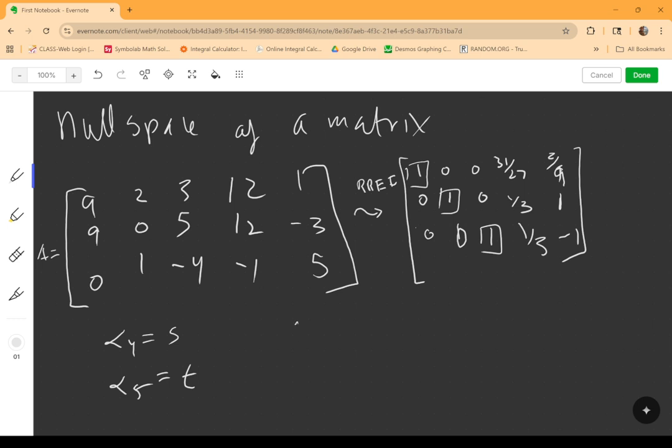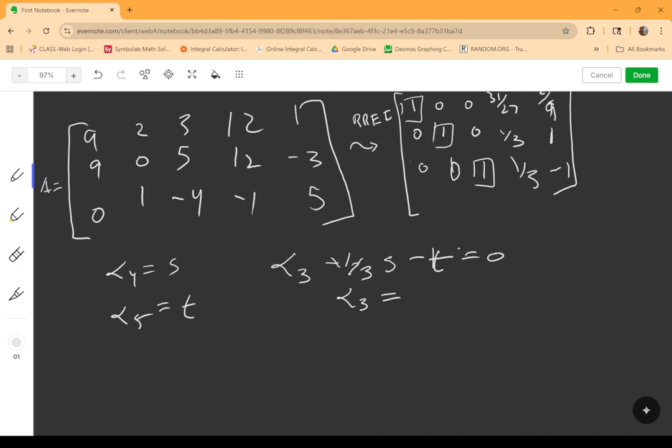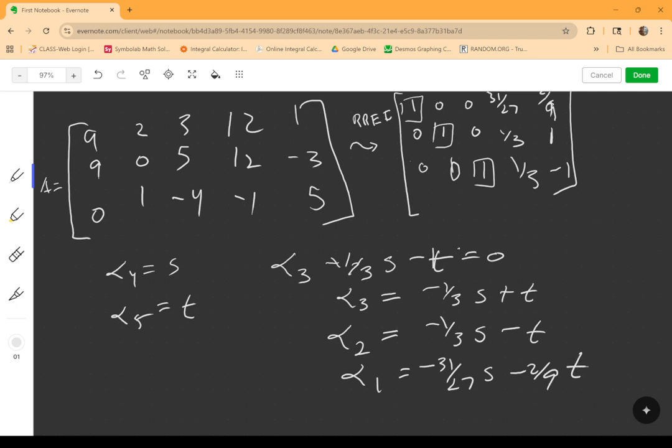Then solving for alpha 3, we get alpha 3 plus 1/3 alpha 4, which is S, minus 1 T equals 0. So alpha 3 is equal to negative 1/3 S plus T. In a similar way, alpha 2 is equal to negative 1/3 S minus T, and alpha 1 is negative 31 over 27 S minus 2/9 T. So this formulation is what that theorem is getting at.